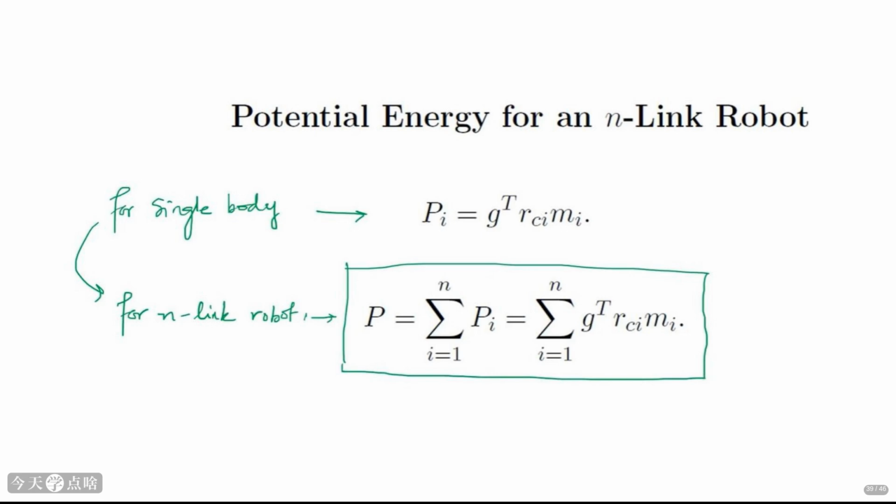So, the total potential energy P is the sum from i equals 1 to n of m_i g h_i. Calculating h_i requires knowing the position of the center of mass of each link in the vertical direction, which depends on the joint angles q. The potential energy is a function of the robot's configuration q.